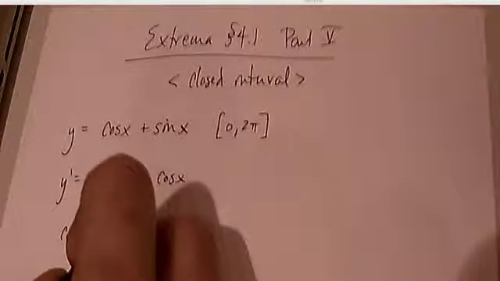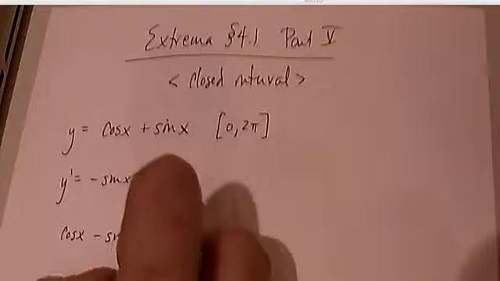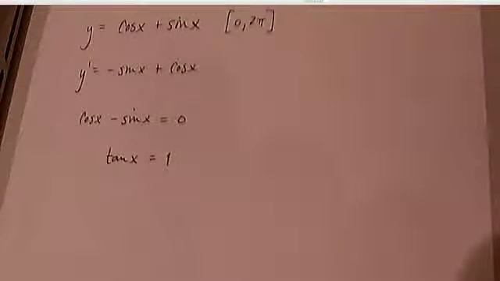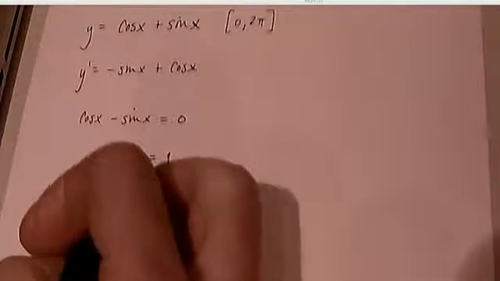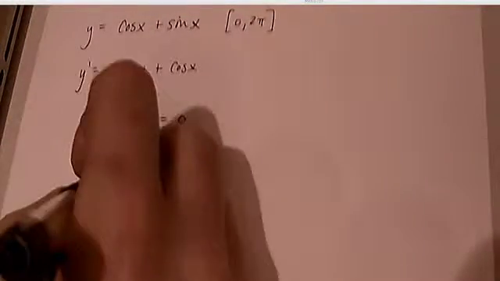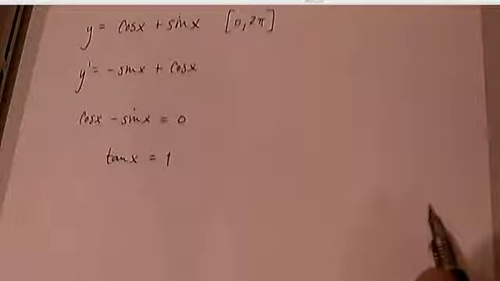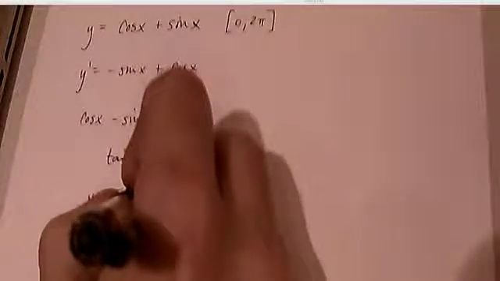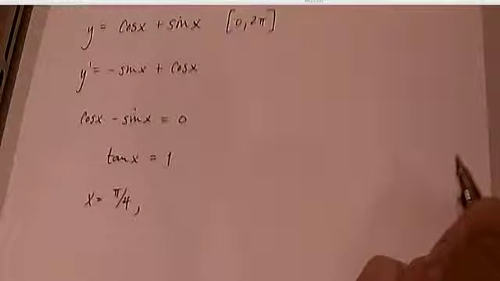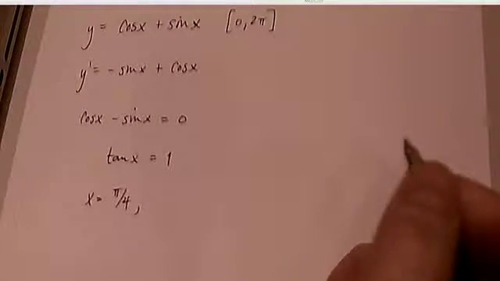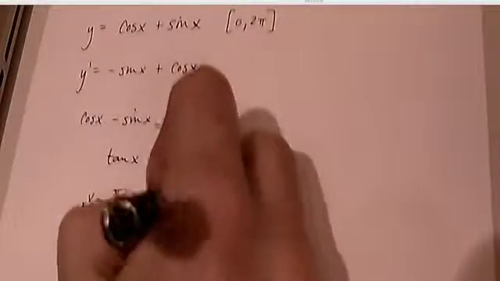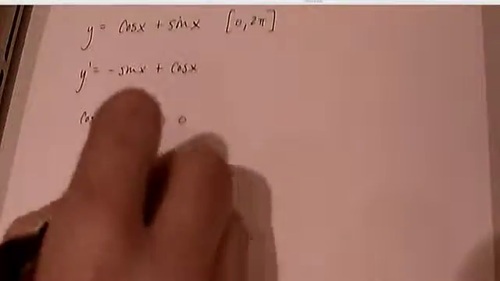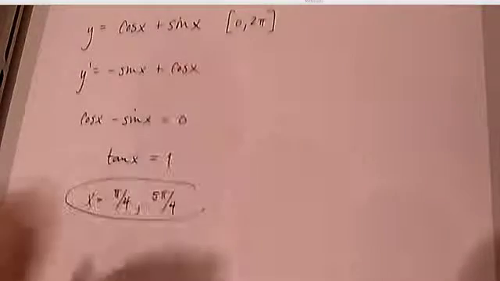Which means I'm going to eventually wind up with tangent x is equal to 1, right? Push sine over to the other side and then divide both sides by cosine. I'm going to get tangent x is equal to 1. Where's tangent x equal to 1? Well, on 0 to 2 pi it happens twice, because remember the period of tangent is pi. Basically it happens at pi over 4, and then it happens pi later, so it happens at 5 pi over 4. And so therefore it happens twice on that particular interval.